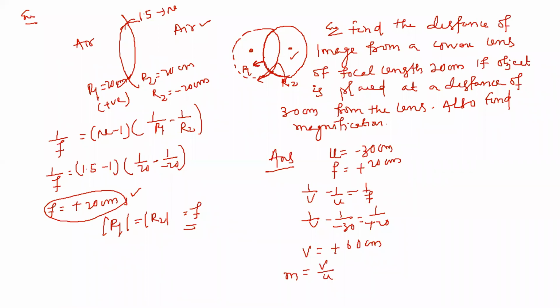Magnification is v by u, that is equal to plus 60 by minus 30, since u is minus 30. That is minus 2.